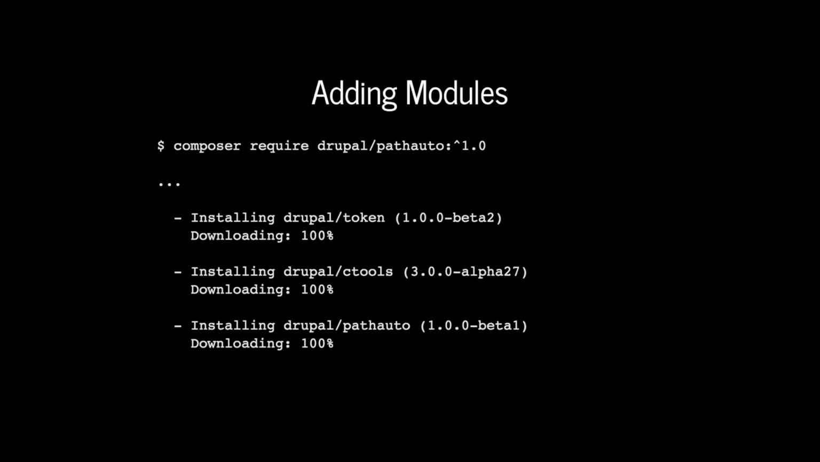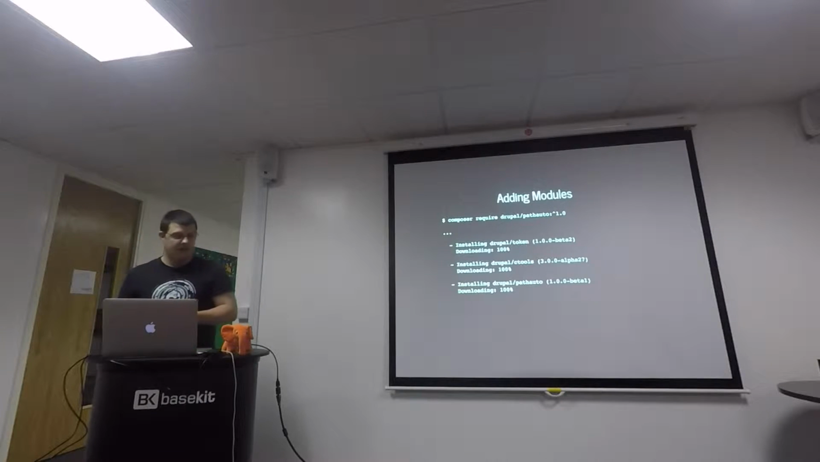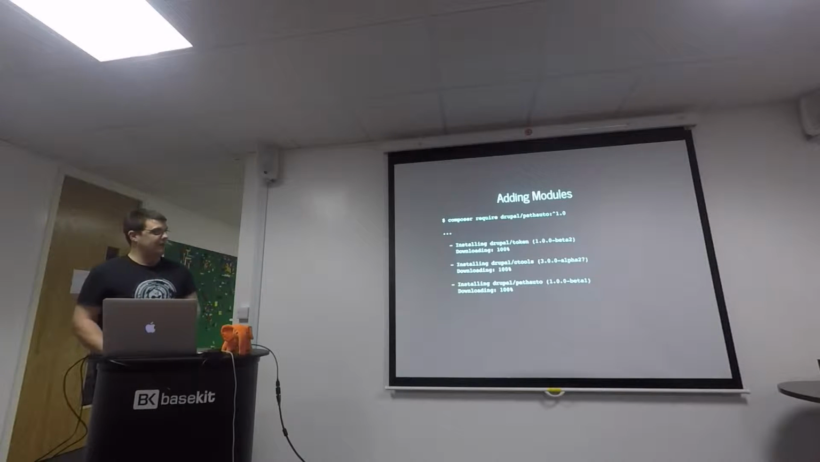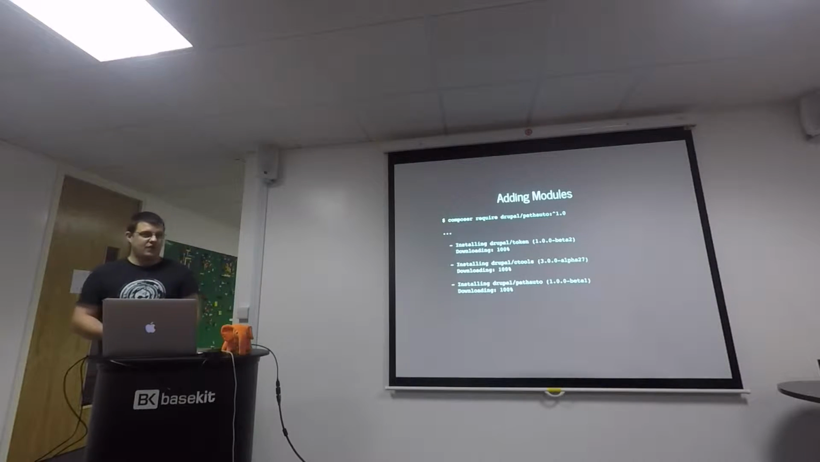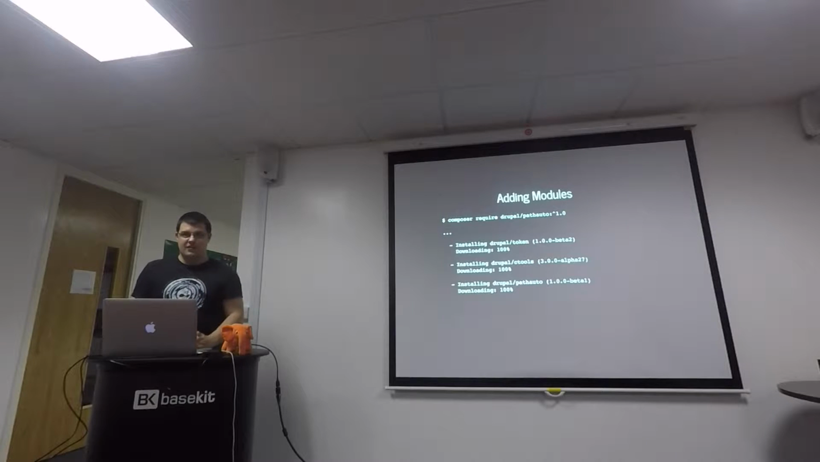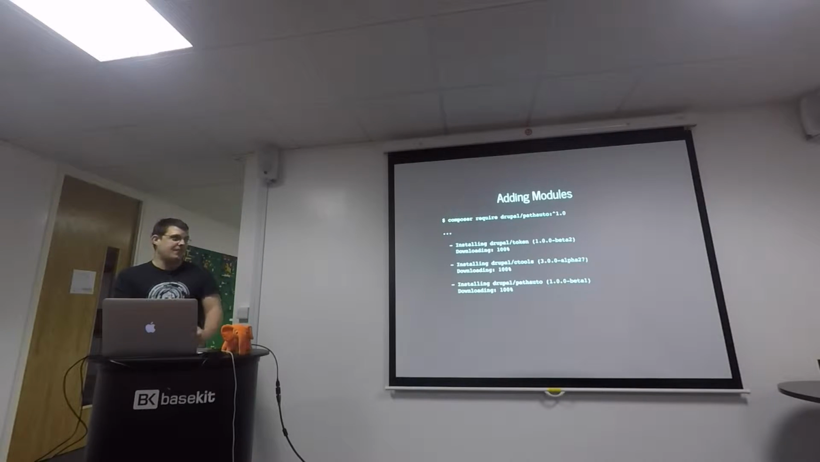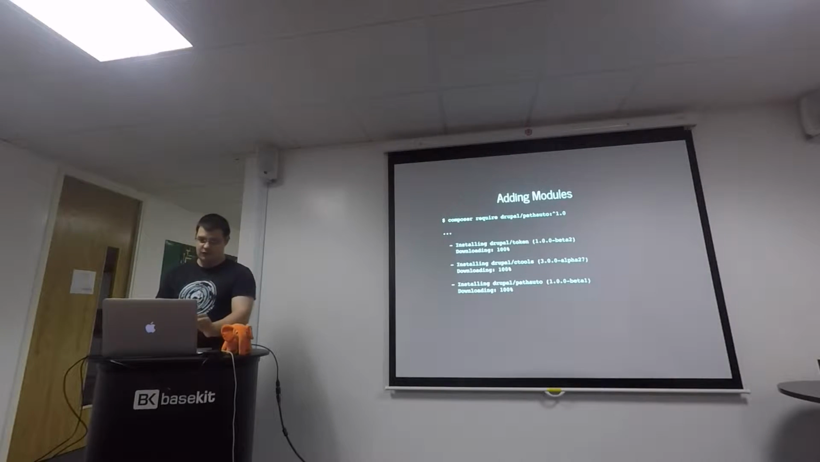And you can see in this case, it's actually downloaded 3 different modules. PathAuto actually relies on 2 modules called Token and one called CTools, and both of those have been downloaded automatically, hence the dependency management thing that I mentioned earlier on. So whereas previously, using either the drush download commands or using drush make, I'd have had to include all 3 of these things specifically, whereas Composer, being a dependency manager, can figure out for me which modules rely on which other modules.